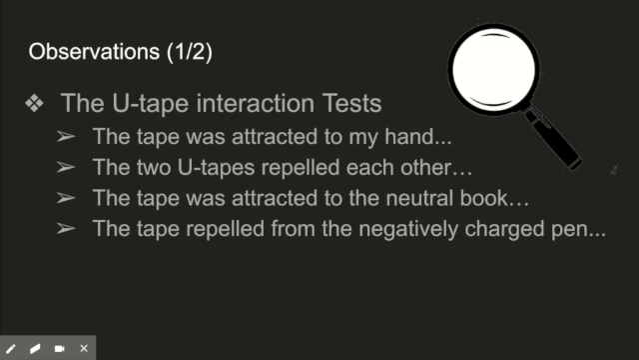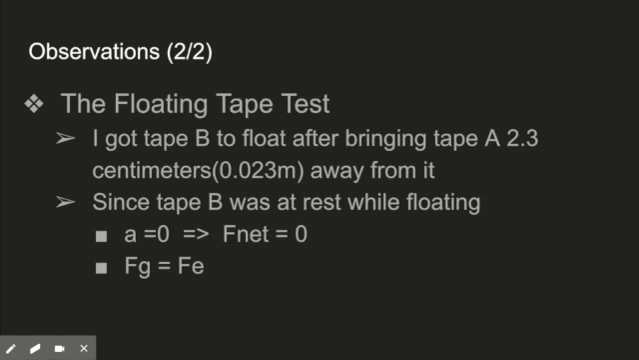So the observations I made were that the tape was attracted to my hand, and that the two upper tapes repelled each other, which means that they were the same charge. And I also found that the tape was attracted to the neutral book, which should have happened regardless of the charge. And I found that the tape was repelled from the negatively charged pen, which means that the tape should be negatively charged or have excess electrons.